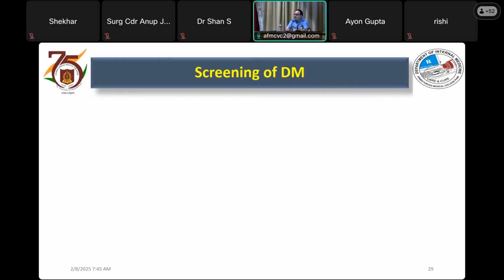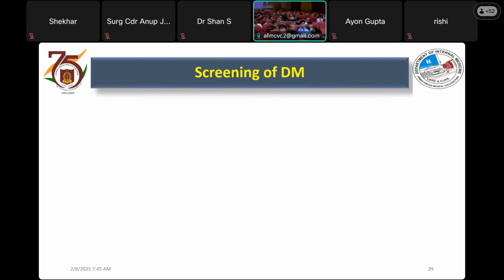So this patient had some evidence of dysglycemia during her pregnancy. And we are also aware that diabetes is a predominantly asymptomatic disease. So the concept of screening is very, very important in this. So Major Satish, can you help us? What are the criteria for screening of diabetes?